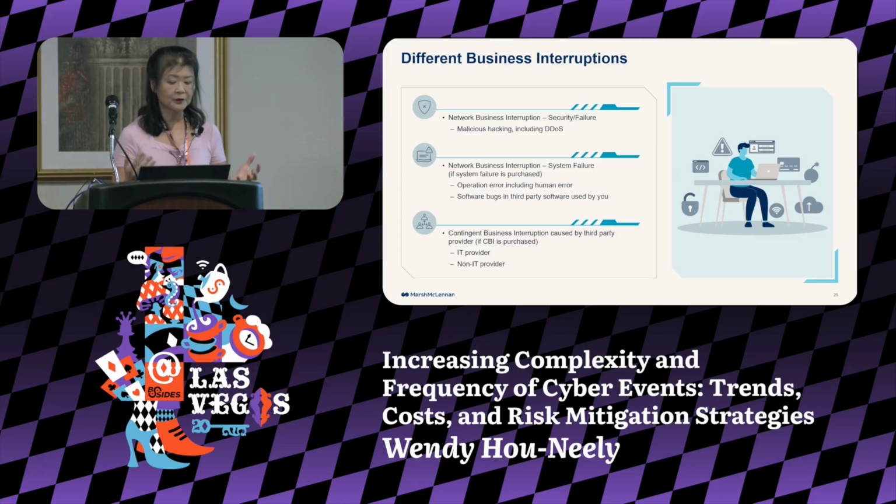And then the third one would be contingent business interruption. That's caused by a third party, which could be an IT provider or non-IT provider, your critical supplier. If you don't have batteries that you can put into electric cars, you can't produce cars, and you can't sell cars. That happened during the pandemic, for example.